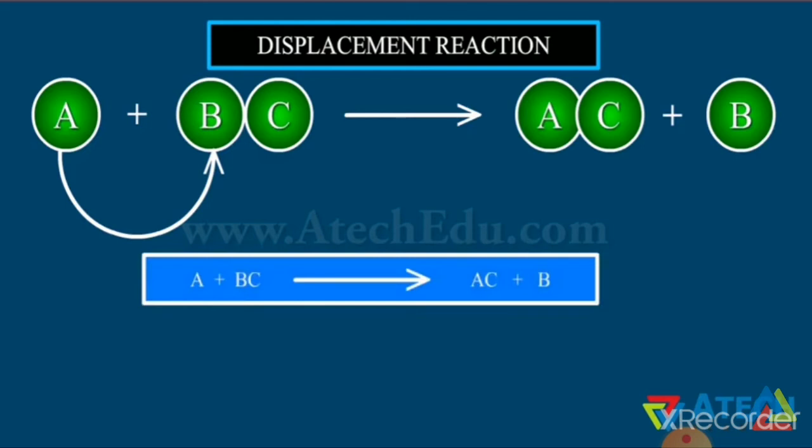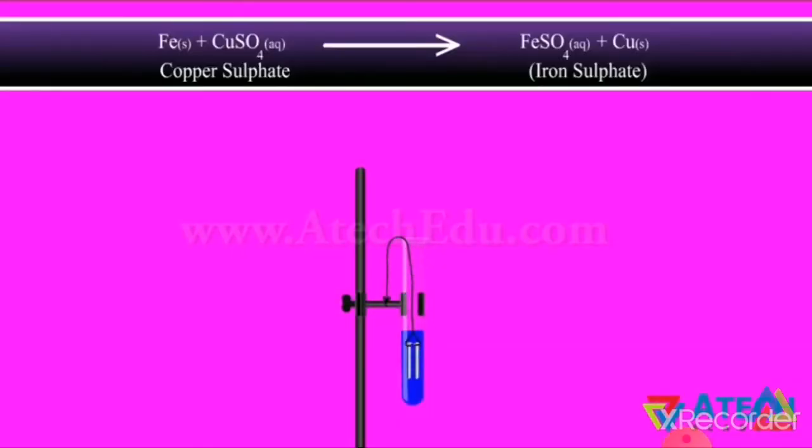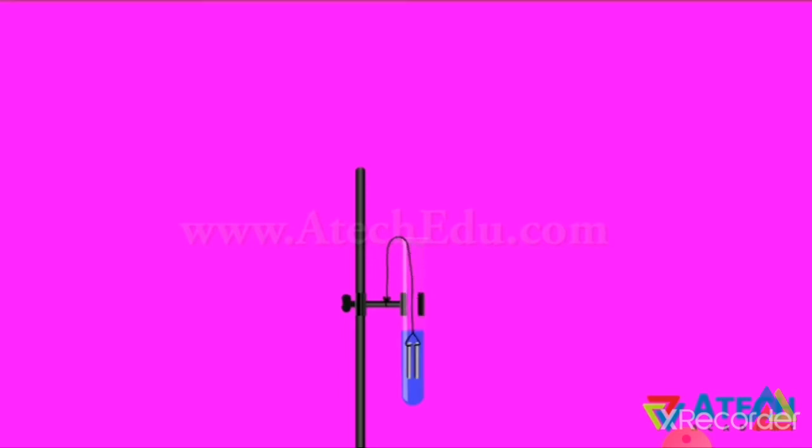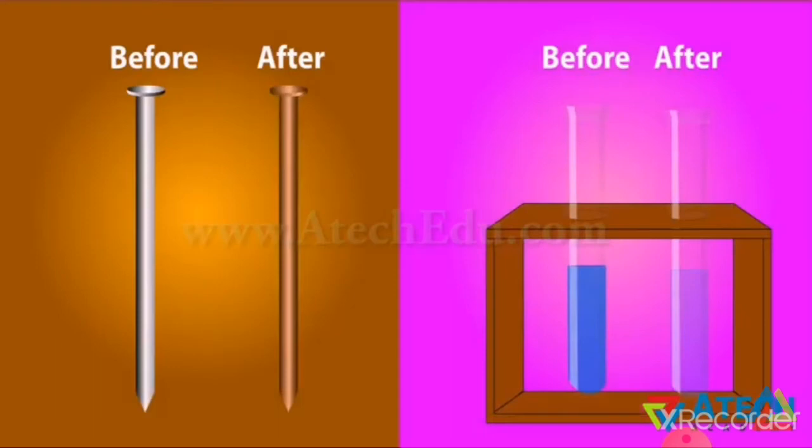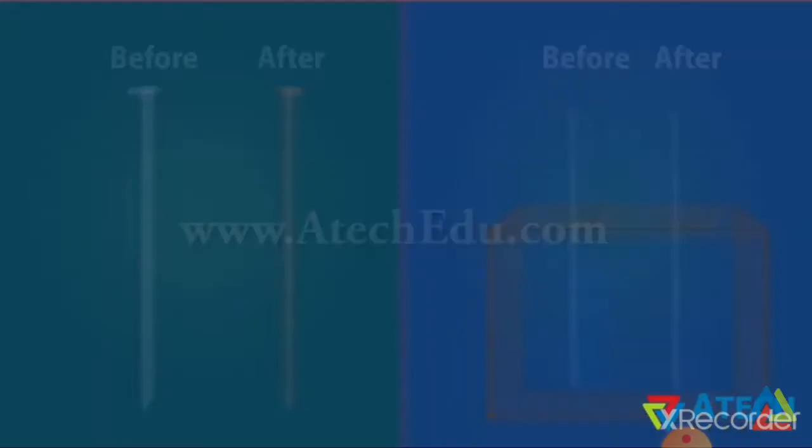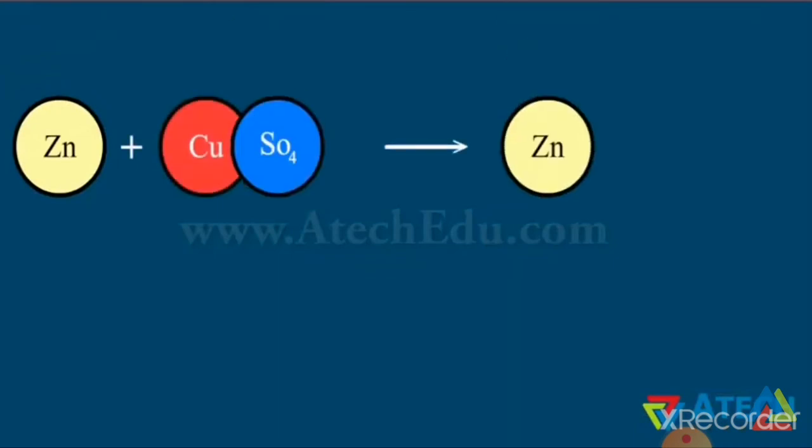Now displacement reaction, in which a reactant displaces another element or compound from another reactant, is called displacement reaction. For example, when iron is kept in copper sulfate solution, it displaces copper from copper sulfate, forming iron sulfate. And the blue color changes into light green.